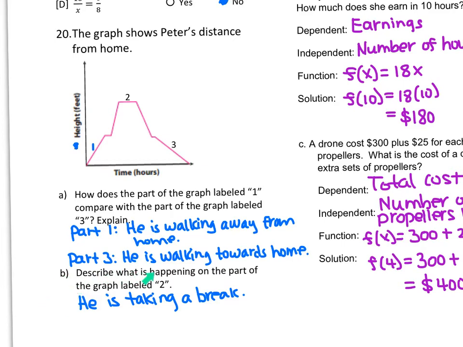B. Describe what is happening on the part of the graph labeled 2. This means that he is taking a break, or he's not walking at all. He stopped somewhere, but time still keeps going.